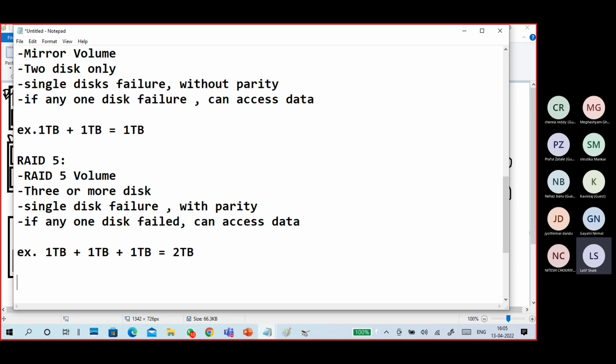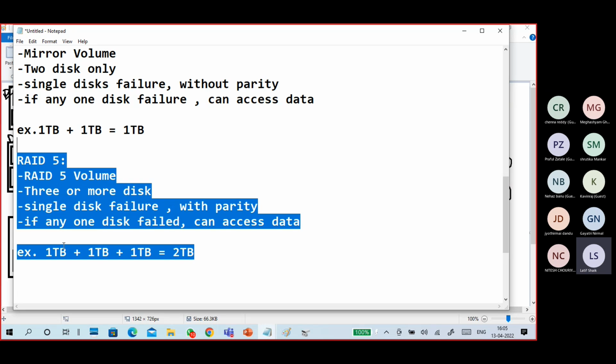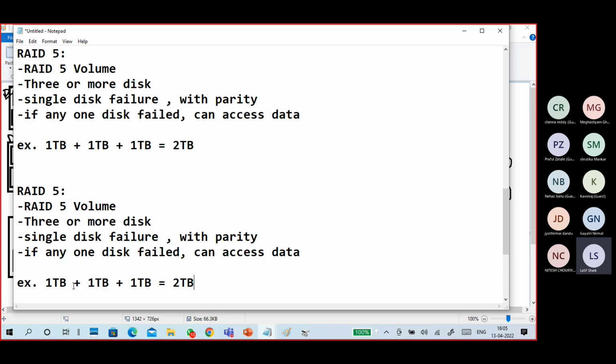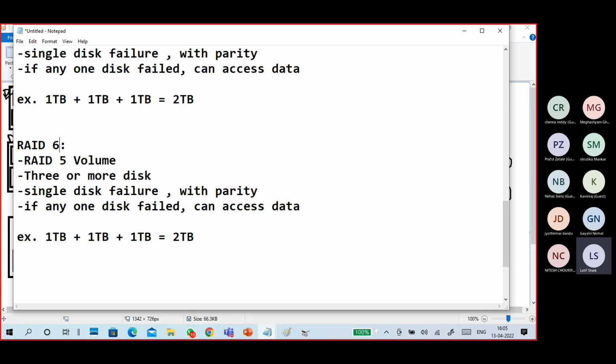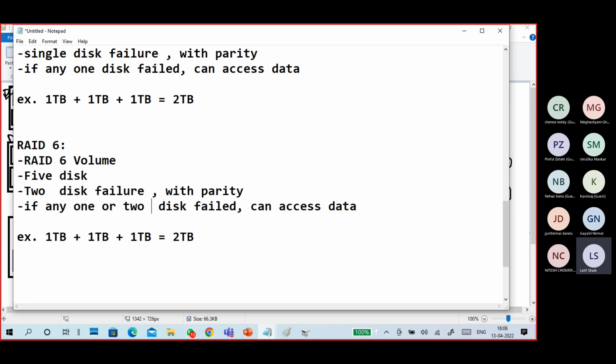Okay, this is RAID 5. And what about RAID 6? RAID 6 is the same as RAID 5 only. The only thing is the number of disks is changing. I use 5 disks here. It's a 2 disk failure, meaning it allows two disks to fail with the parity. If any one or two disks fail, you can still access the data.